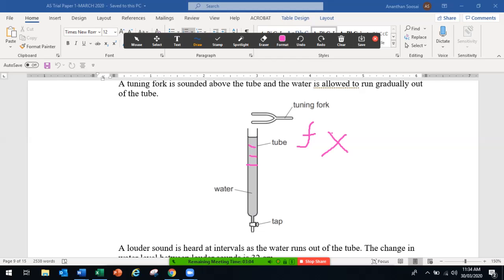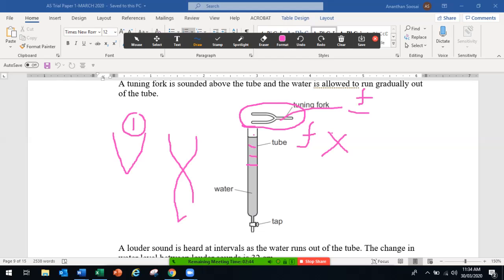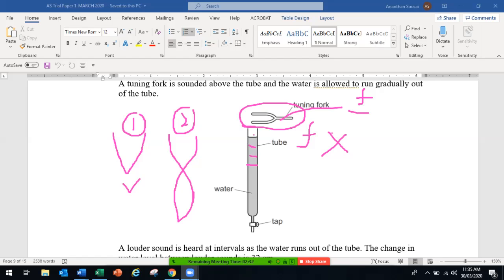Why do you say the frequency does not change? Because we use the same tuning fork. The tuning fork has its own frequency. Only the pattern is changing, from the fundamental to the following one. When this happens, first you get a loud sound. I think we did this in the lab that day. So the frequency does not change.